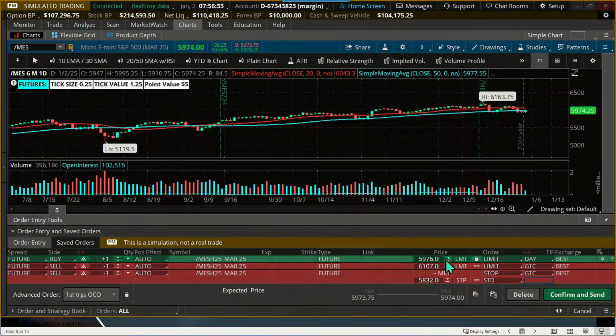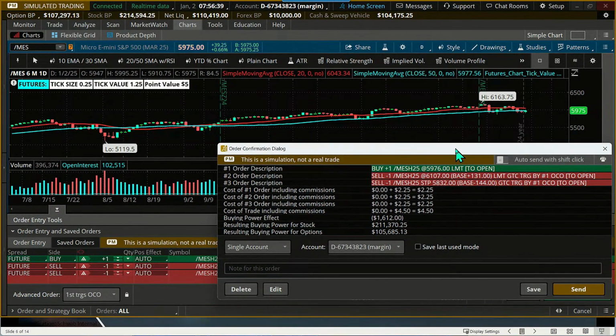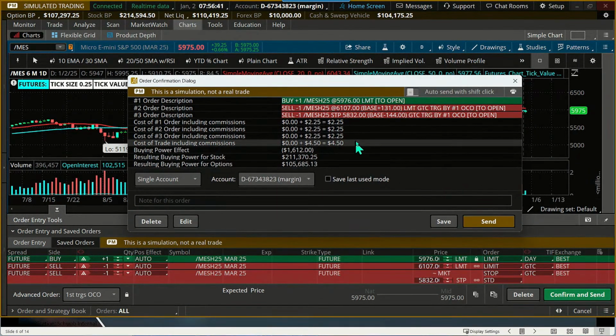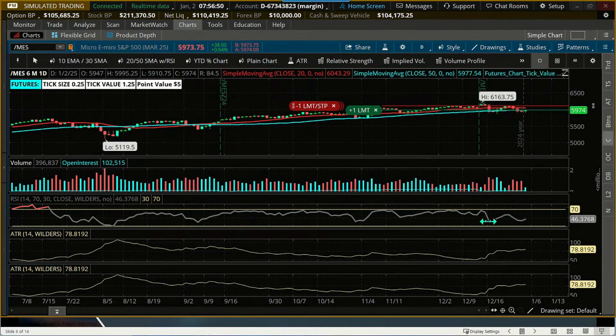This is going long the contract. Remember, we're bullish on this. We want that to go up. We're going to read through this. There is an initial margin requirement on this, and that margin requirement can change. There's a maintenance margin as well. So it's possible that's what we're looking at.